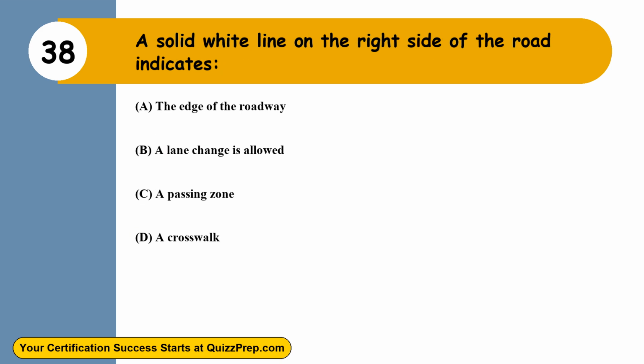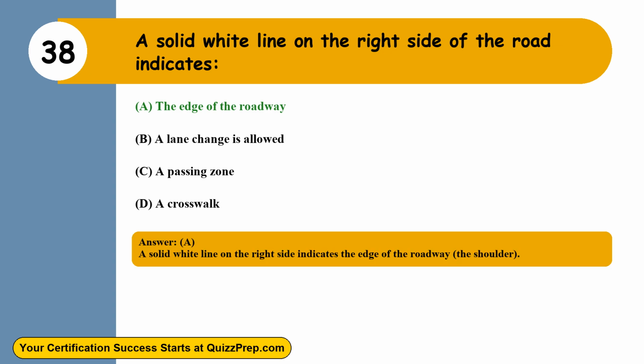Question 38. A solid white line on the right side of the road indicates: option A, the edge of the roadway; option B, a lane change is allowed; option C, a passing zone; option D, a crosswalk. The correct answer is option A, the edge of the roadway. A solid white line on the right side indicates the edge of the roadway, the shoulder.